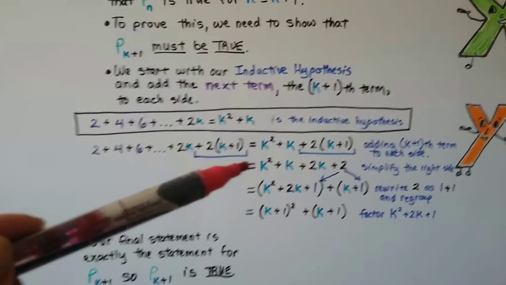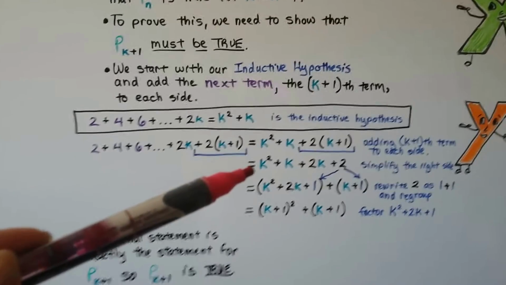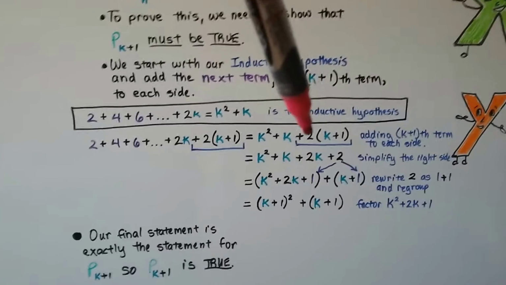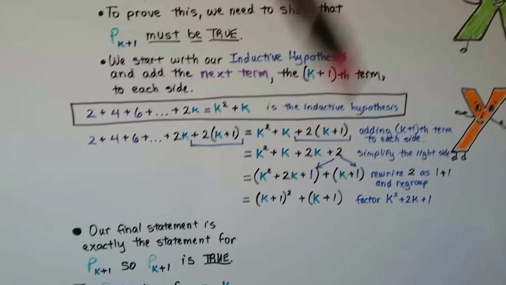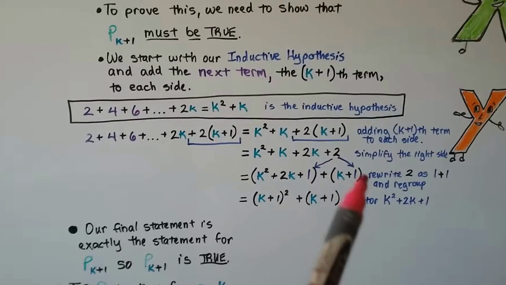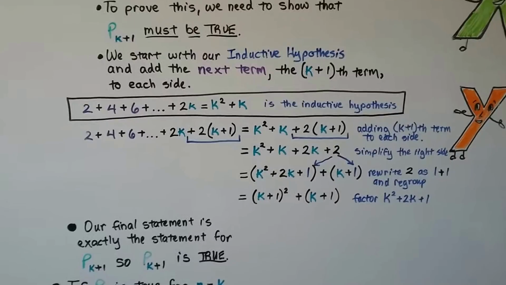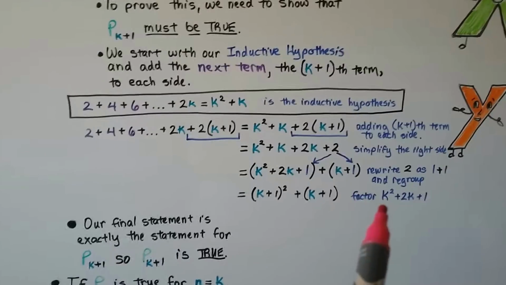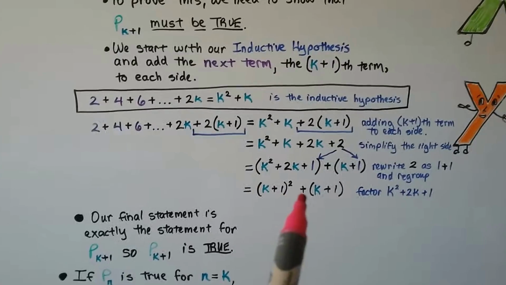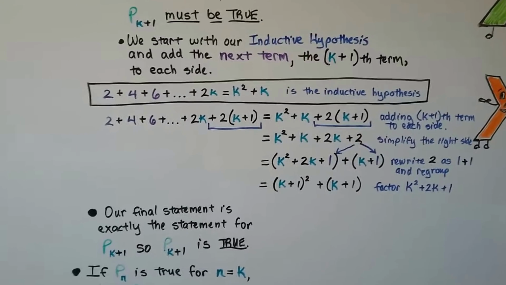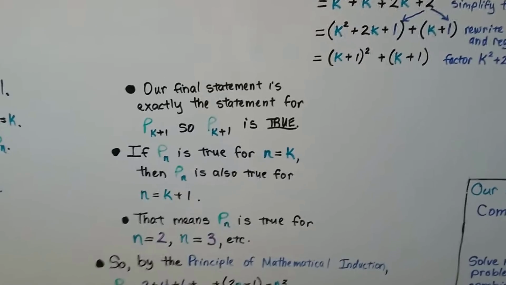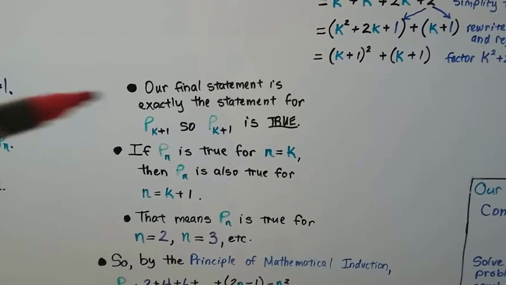When we simplify the right side, we get k squared plus k plus 2k plus 2, because of the distributive property. We simplify this right side, and this 2 can be a 1 plus 1. When we factor this, we get the square of k plus 1 plus k plus 1. Our final statement is exactly the statement for P sub k plus 1, so it's true.